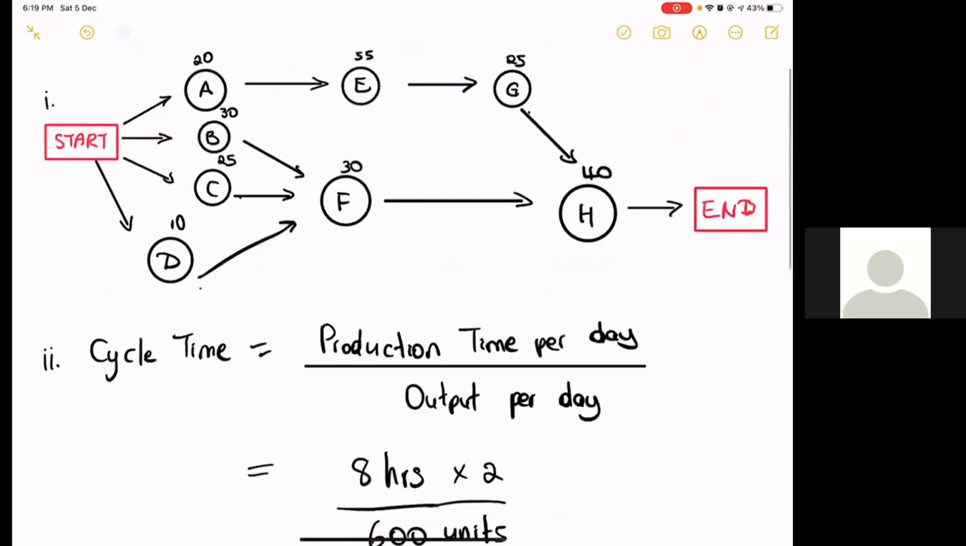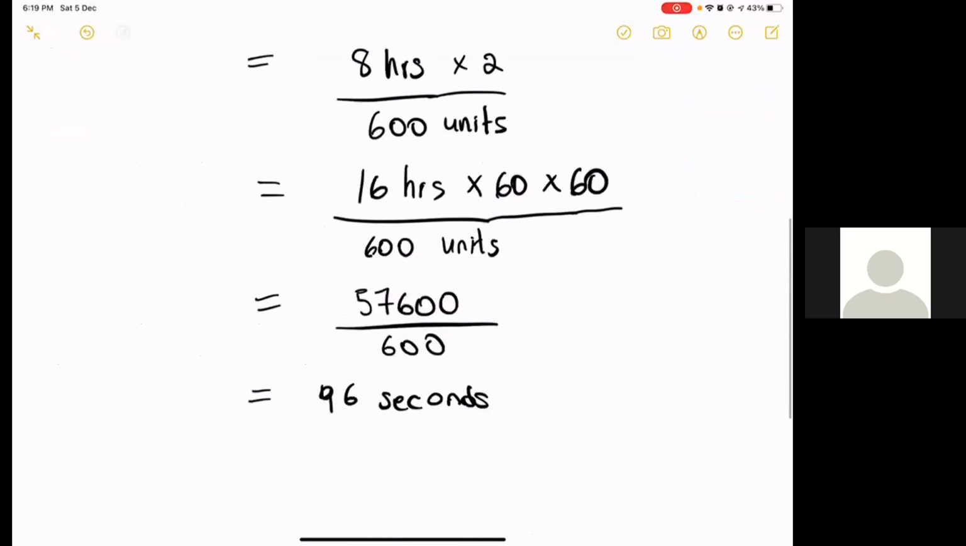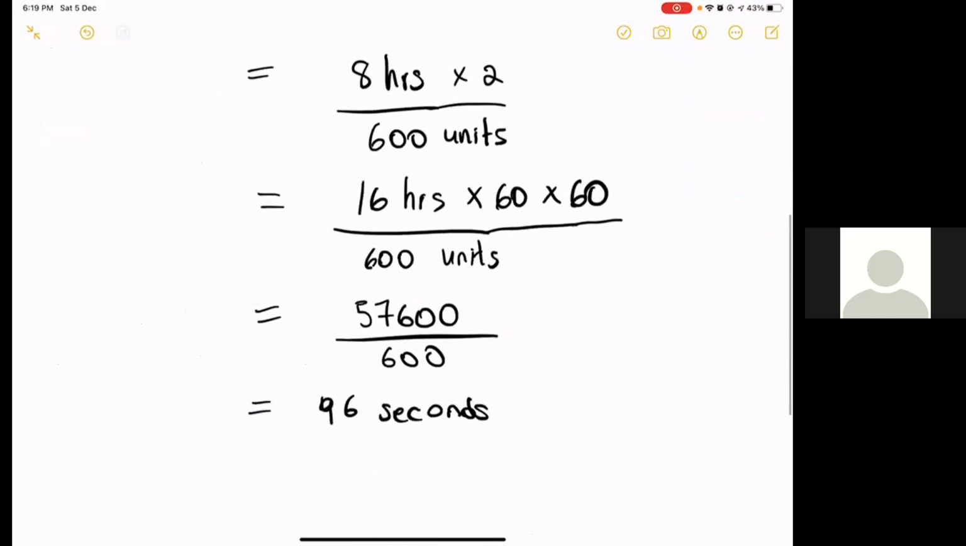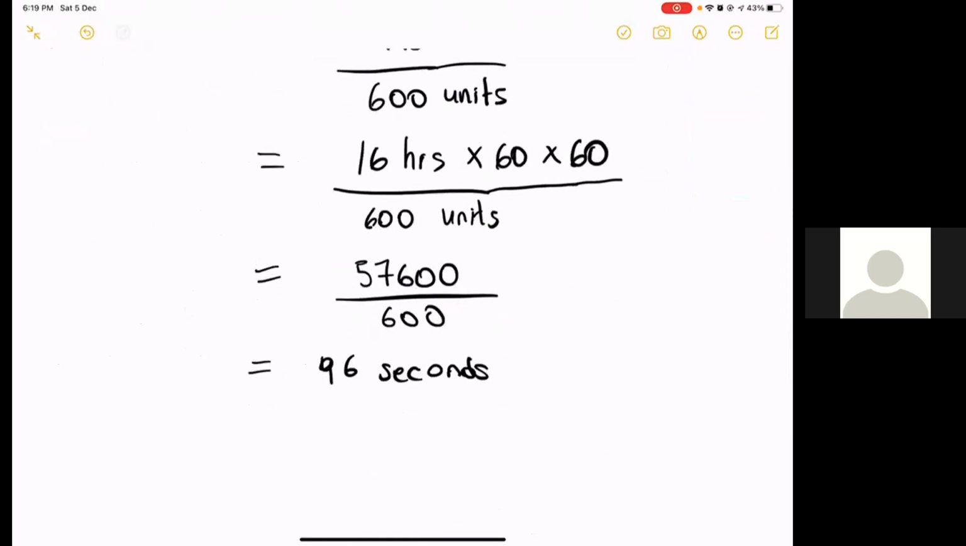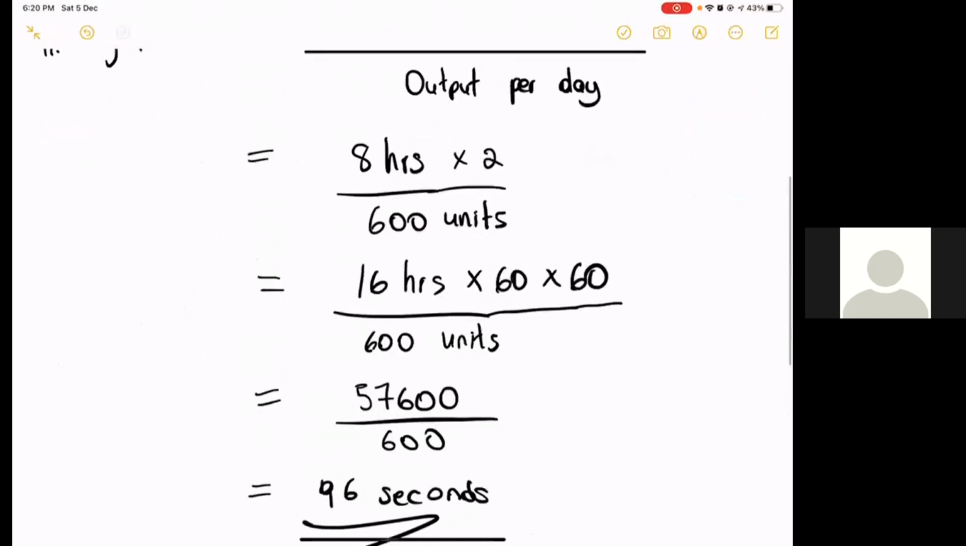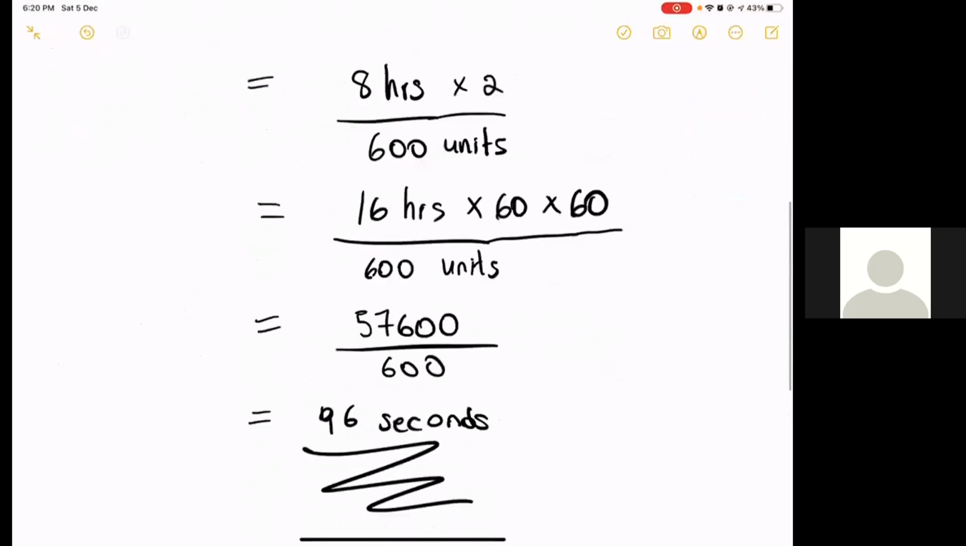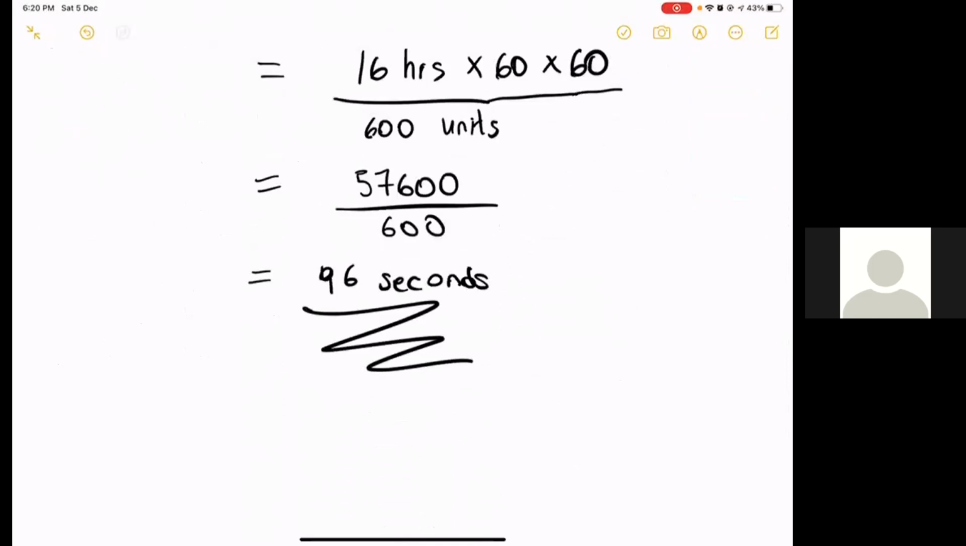When we're assigning workstations, then we know that the total amount of time when we add it up should not pass this 96 seconds right here. Good? All right. So that's it for part 2 of the question. And let's just go on to part 3.